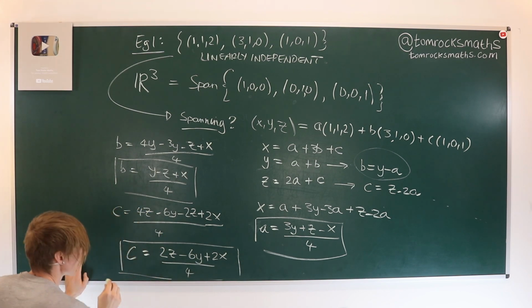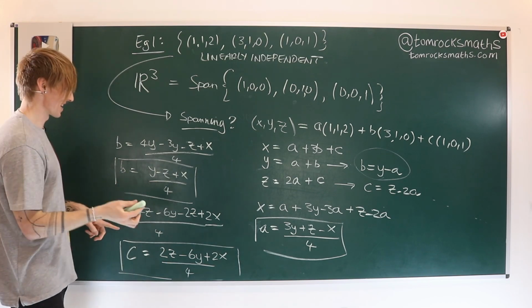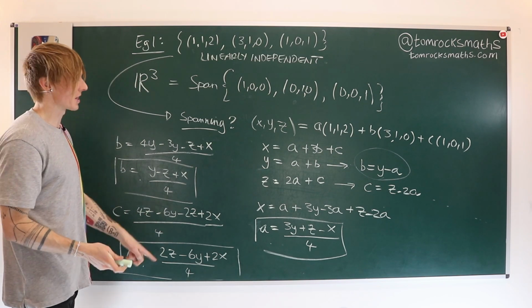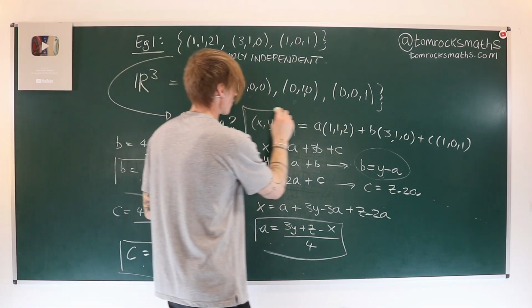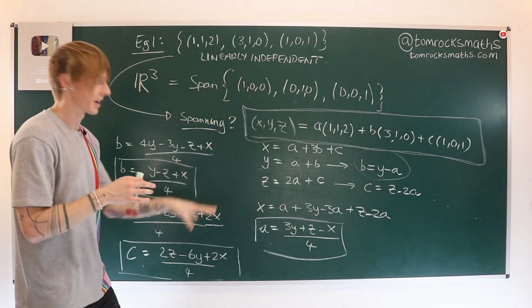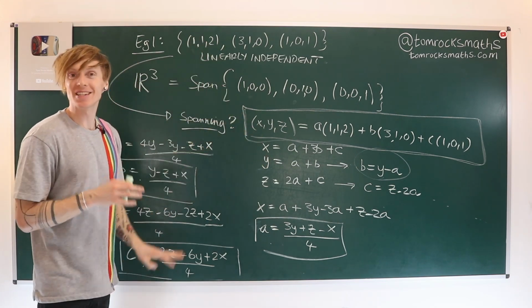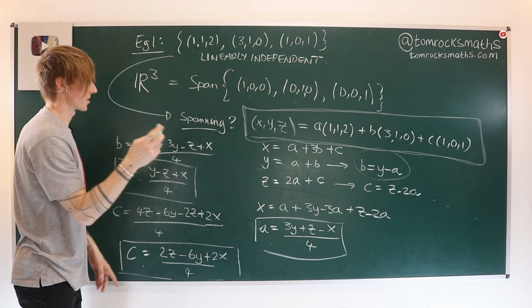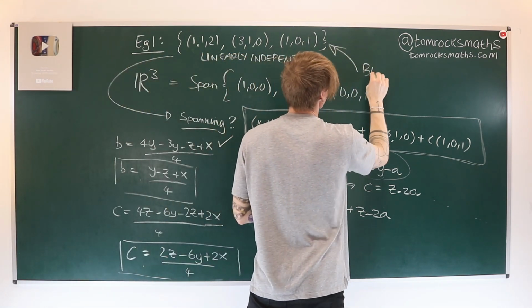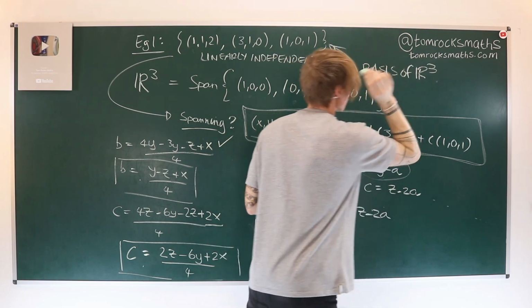So I believe, and I'm sure those of you watching this video would love to check this, this is A, this is B, and this is C. If you plug those into this equation up here, you should find that the right-hand side with these values of A, B, and C will indeed give you x, y, z, which does indeed show that this set is also spanning, and therefore this is also a basis of R3.